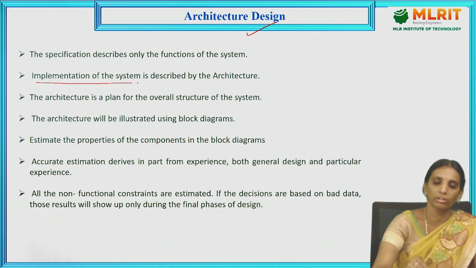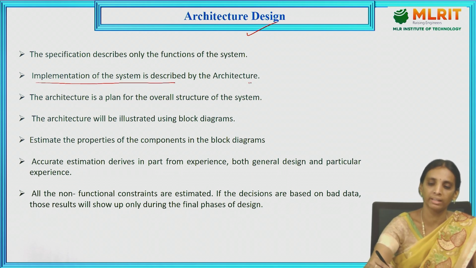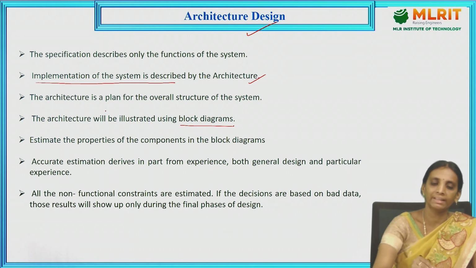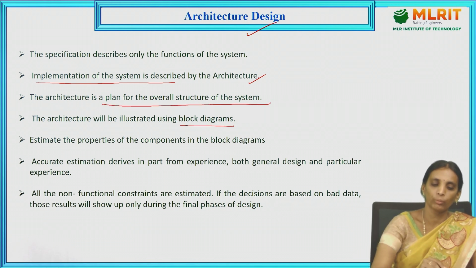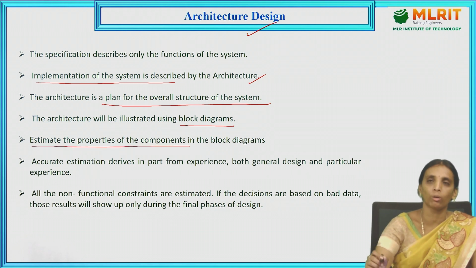So the implementation of the system is described by the architecture in the form of block diagrams. It is a plan for the overall structure of the system. It can be used to estimate the properties of the components which are used in the block diagram. So what are the components used for developing that design?